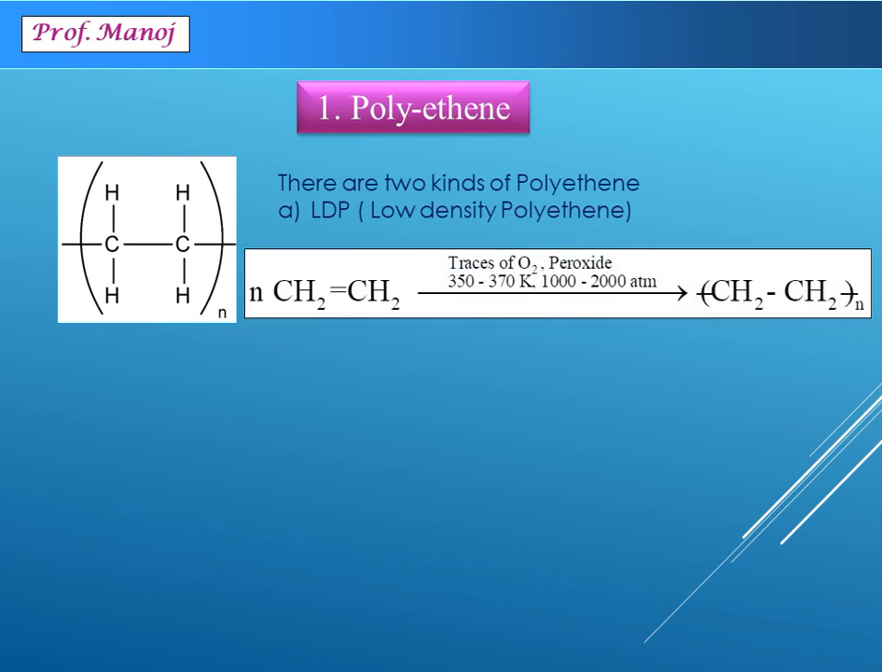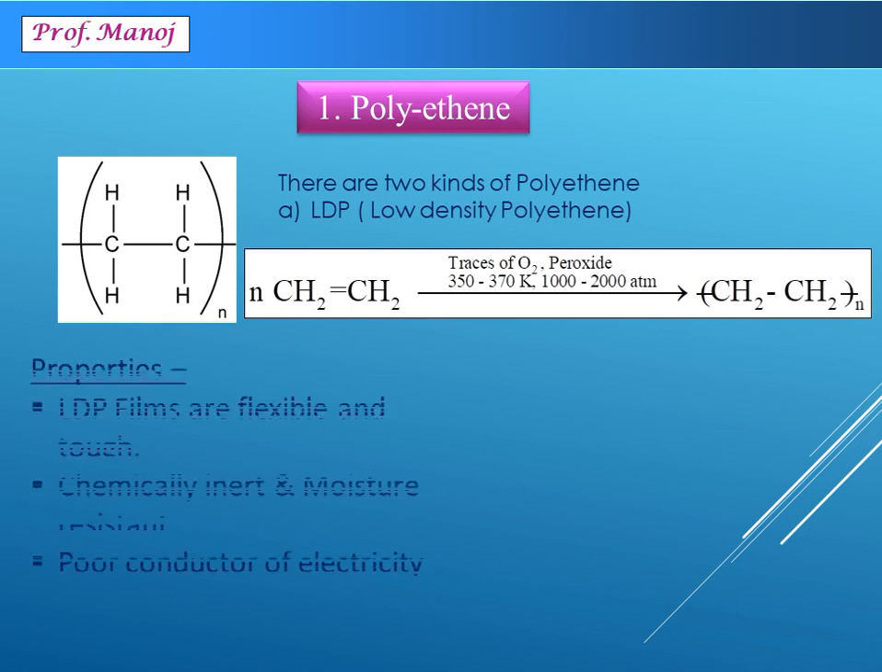To prepare this LDP, we need ethylene as a starting material. In presence of traces of oxygen and peroxide as a catalyst at 350 to 370 Kelvin and 1000 to 2000 atmosphere pressure, we get low density polythene. Low density polythene films are flexible and they are tough. They are chemically inert and they are moisture resistant also. Being covalent in nature, they are poor conductors of electricity.